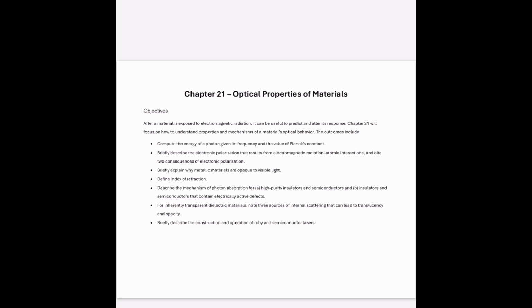We also want to be able to explain why metallic materials are opaque to visible light. We want to be able to define the index of refraction, as well as describe the mechanism of photon absorption for A, high purity insulators and semiconductors, and B, insulators and semiconductors that contain electrically active defects. And for inherently transparent dielectric materials, we want to be able to note 3 sources of internal scattering that can lead to translucency and opacity. And lastly, we'd like to be able to briefly describe the construction and operation of ruby and semiconductor lasers.